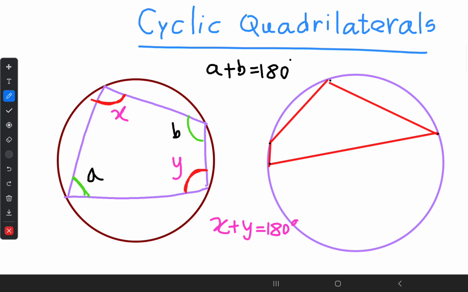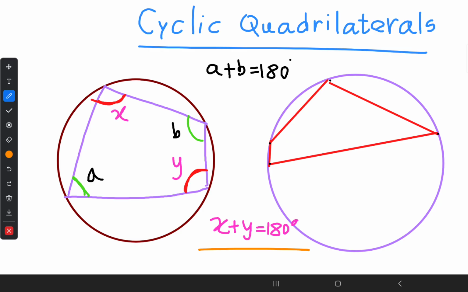I'll repeat once more what it says. The opposite angles of a cyclic quadrilateral are supplementary angles. That's what I indicated here. These are two opposite angles, so the sum of them will give you 180. Similarly, these are two opposite angles in a cyclic quadrilateral, and that pair also gives a sum of 180.